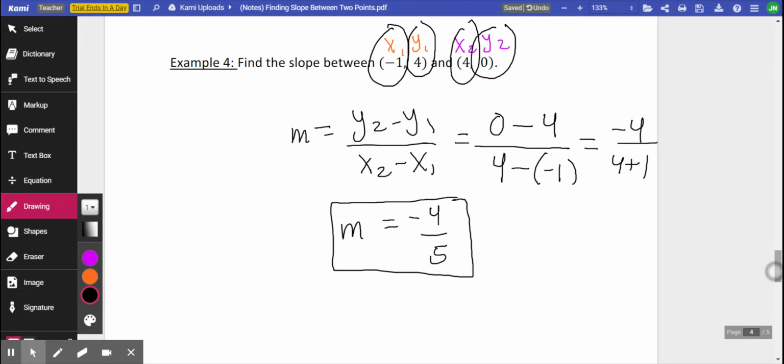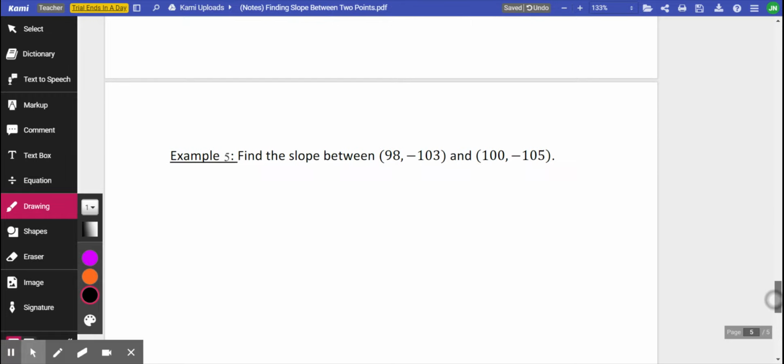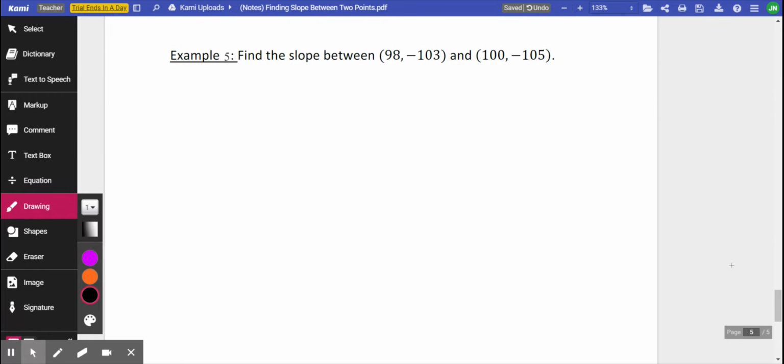Okay. Now, the example that I was telling you guys about: what if they give you this on a test? And they're like, okay, find the slope between 98 and negative 103 and 100 and negative 105. Are you honestly going to draw a graph and then count 103 squares up and then 104 squares to the side or whatever? You're going to be there all day and you're going to waste your time. So this is where the formula comes into play. If you have the option to use a formula and you have really big numbers, you're better off just using the formula because you have less of a chance of getting it wrong.